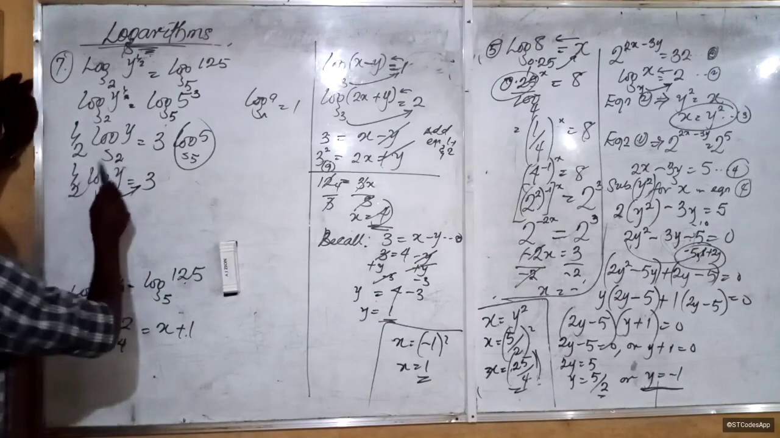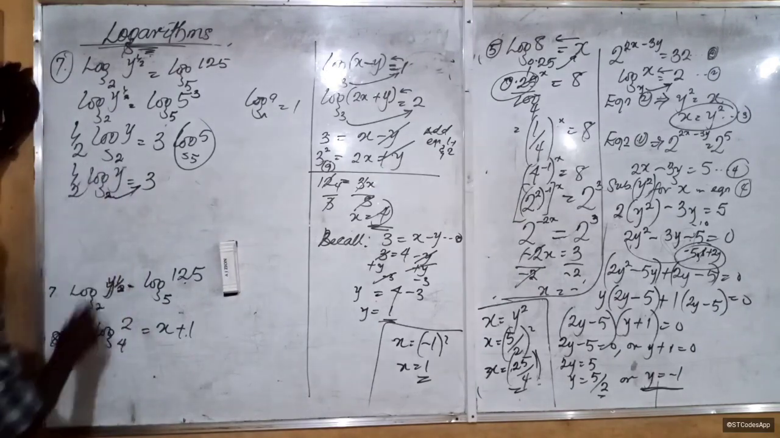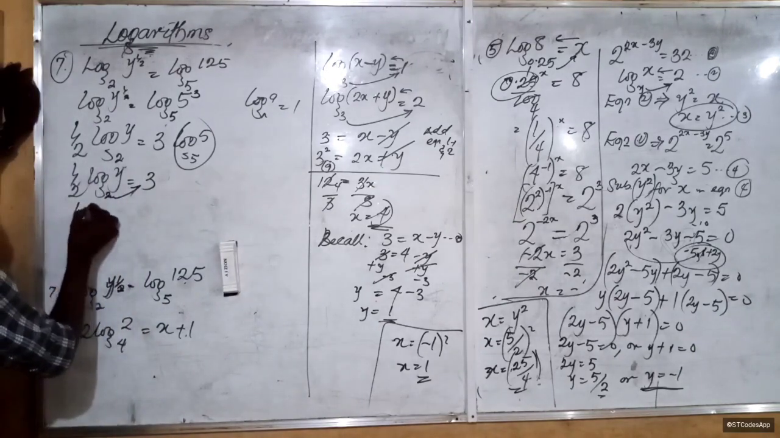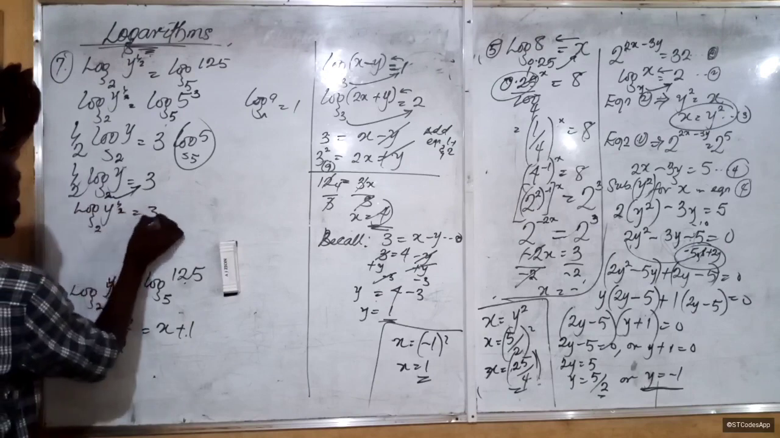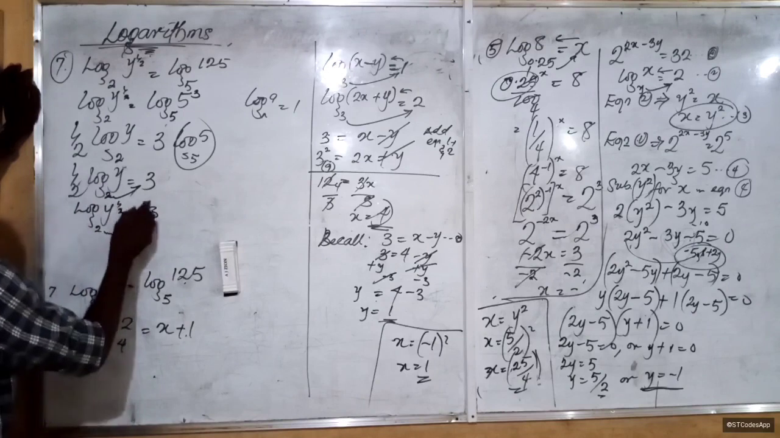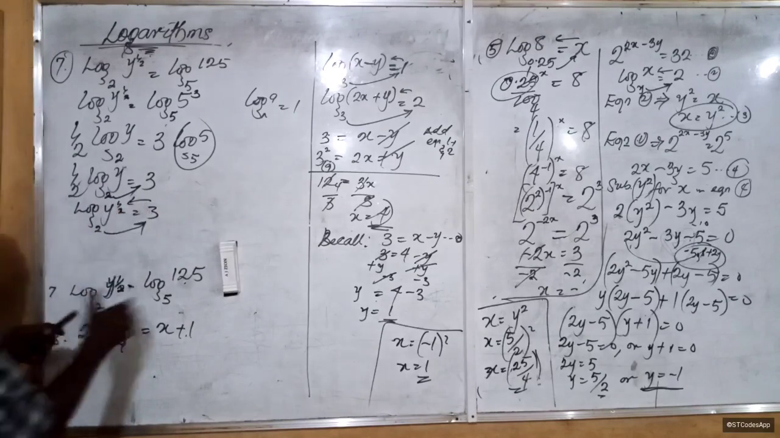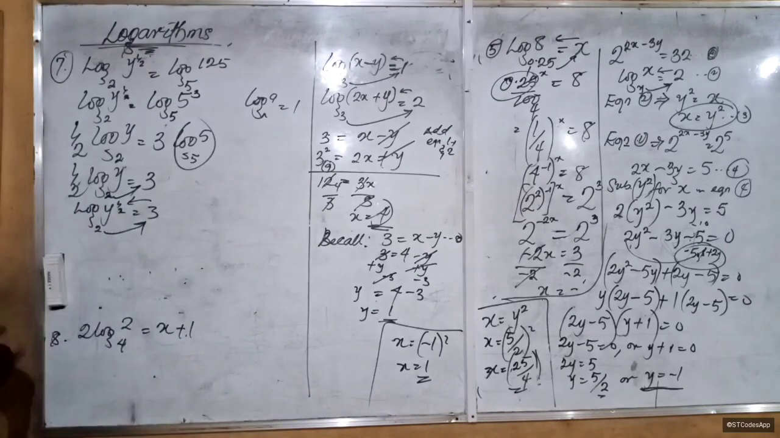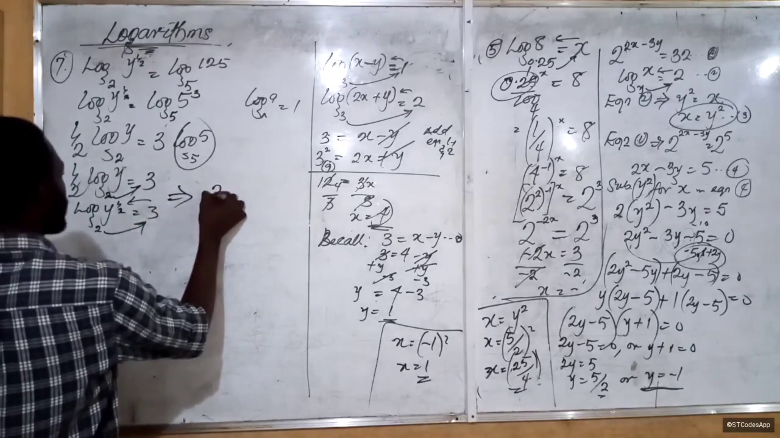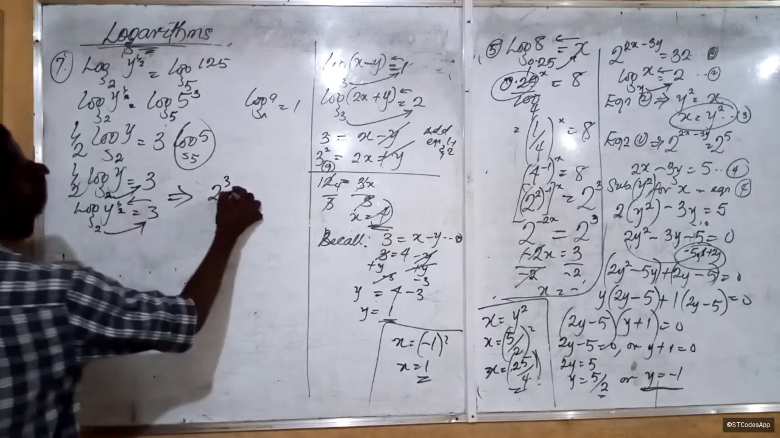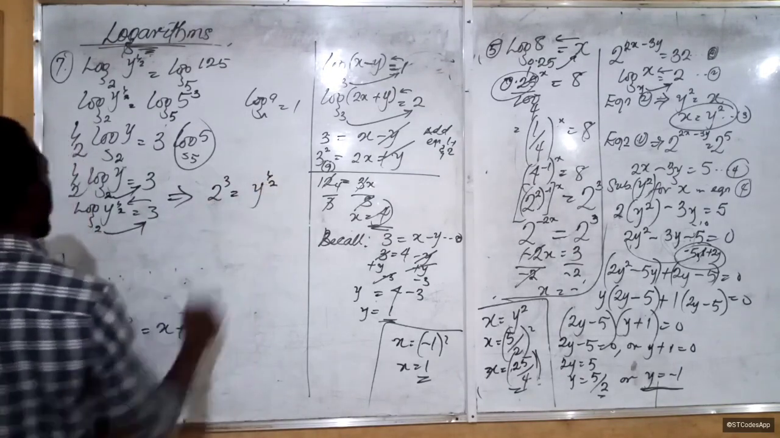So by returning this guy here, that becomes log of y raised to power half to the base of 2 is equal to 3. So this guy can kick this guy up to be equal to this guy. So we'll now have 2 raised to power 3 is equal to y raised to power half.